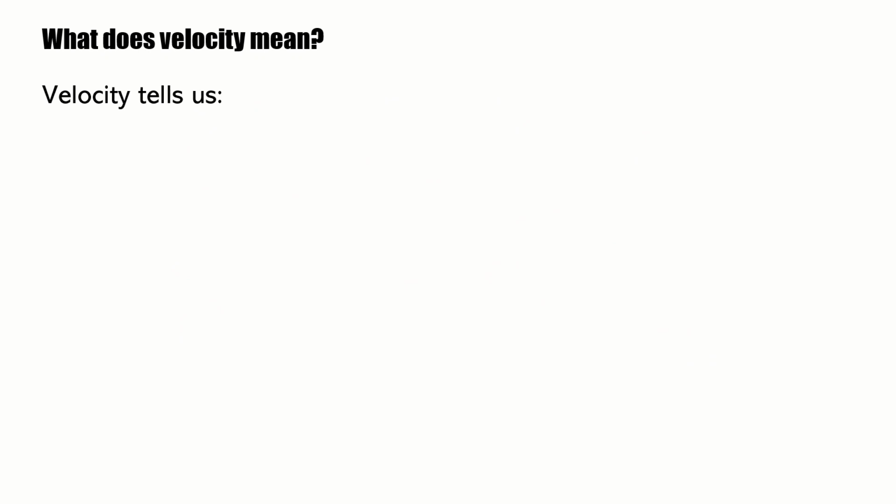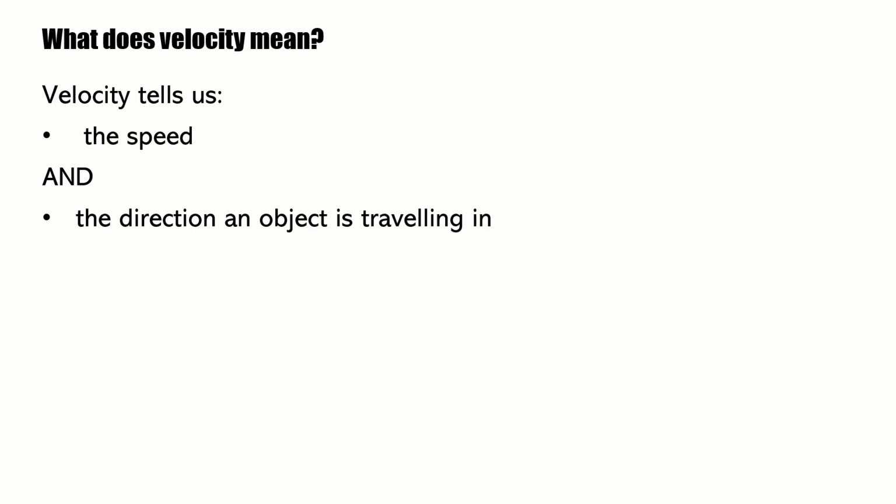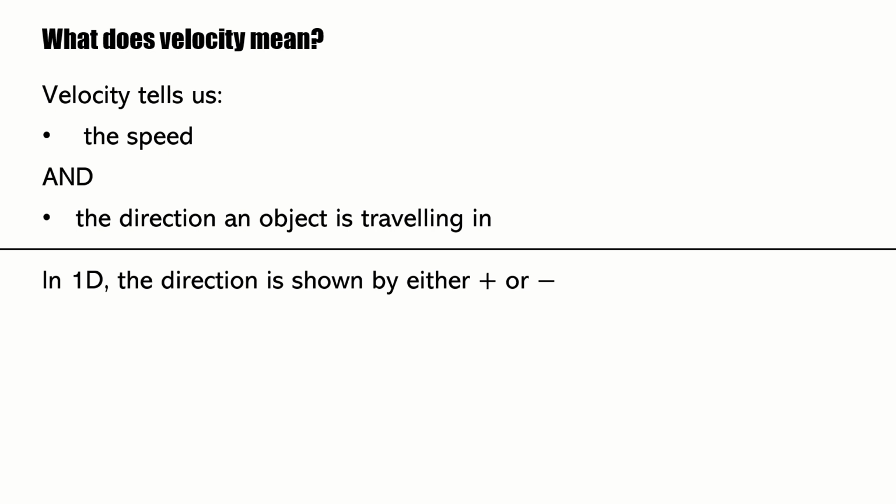And velocity means, basically, well, speed. It tells us how fast something's travelling, but it tells us more than speed. That's why we've got a different name for it. It not only tells us the speed, but it also tells us the direction an object is travelling in. It can do that in more than one way, but one of the most simple ways velocity can tell you the direction something's travelling in is if you're in just 1D or one dimension.